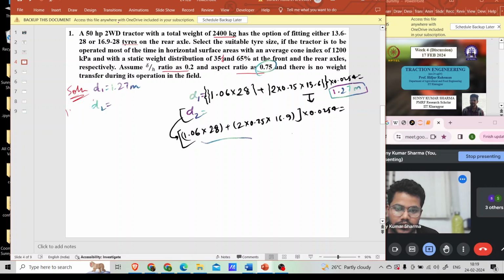And D2? D2 value, this we calculated. 139.77, sir, in centimeters. So 1.39 meters. This is correct.